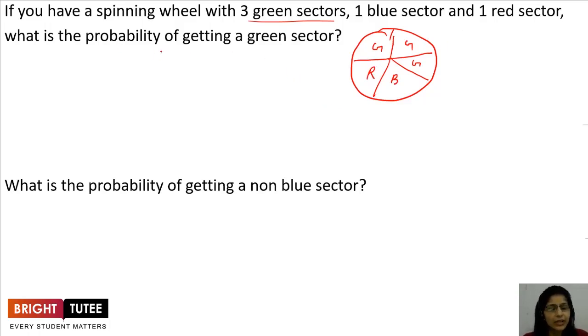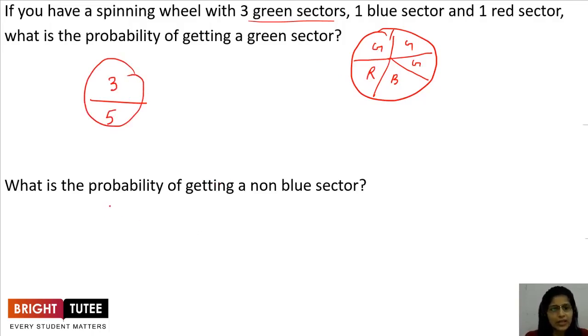They're asking what is the probability of getting a green sector. First of all, find out the total one. How many are there in total? 3 green and 1 red and 1 blue. So total are 5. Green sectors are how many? 3. So 3 are in our favor. This will be the probability of getting a green sector.